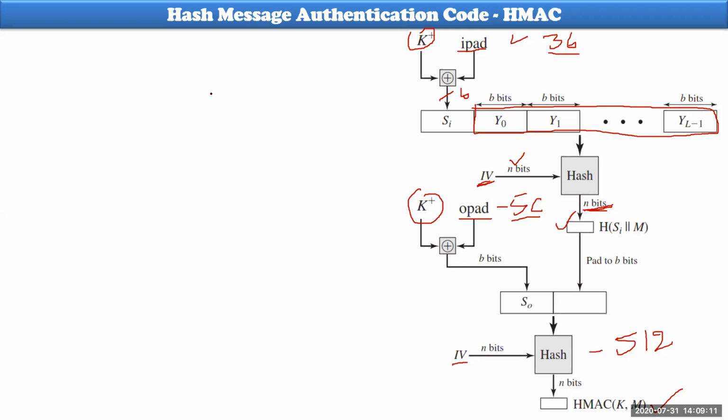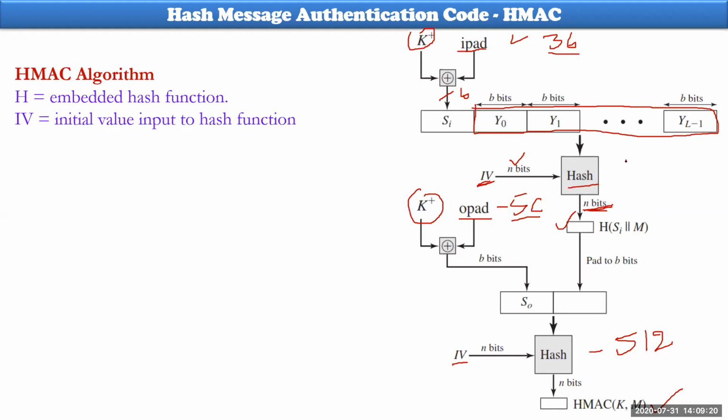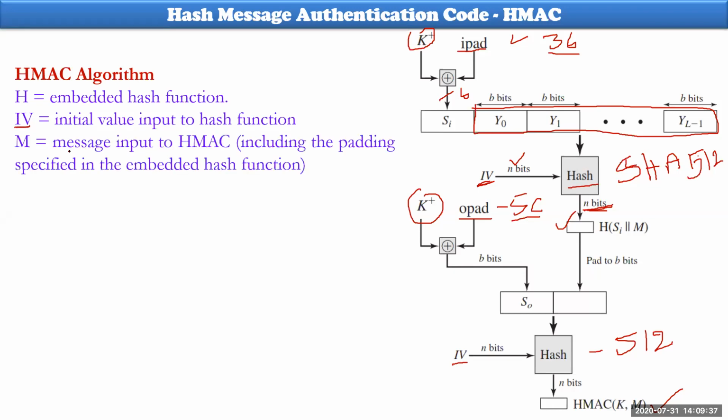So that is what we have explained here. H is the embedded hash function, in the sense this particular function, SHA, normally SHA 512, that is operated here. That is the H value. IV is the initial vector for SHA. Then M is the message authentication code input, that is the actual main text message. And then Y is the number of blocks.